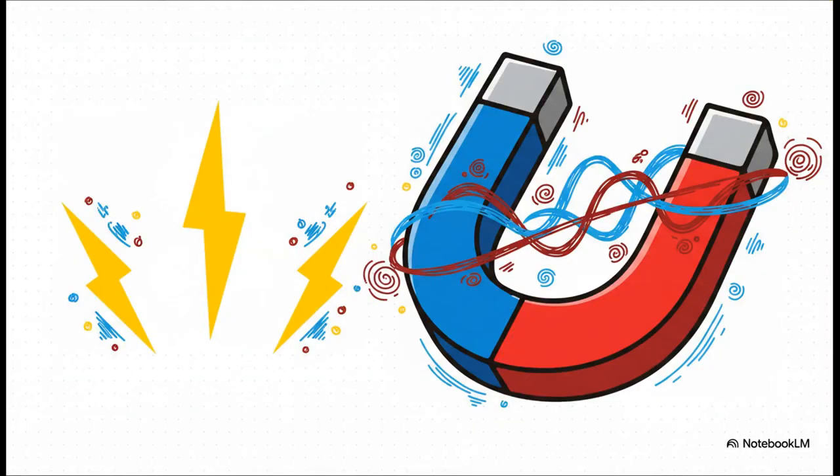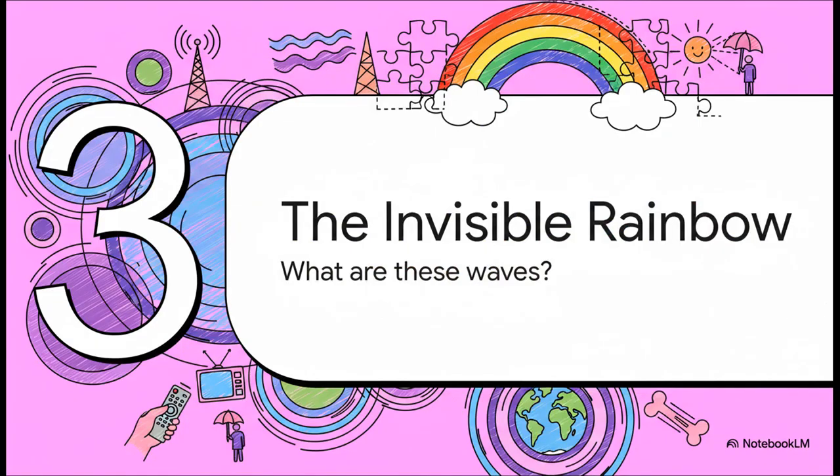Well, the name kind of gives it away. Electro and magnetic. These waves are literally made of vibrating electric and magnetic fields. And the cool part is, these two fields create each other as they go, making this self-sustaining wave of pure energy that doesn't need anything to push on. It just goes.